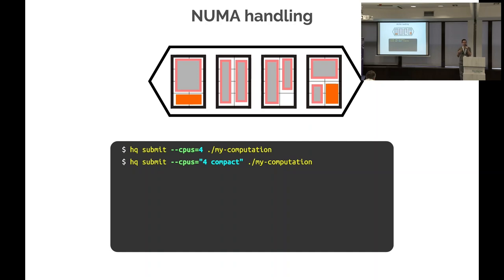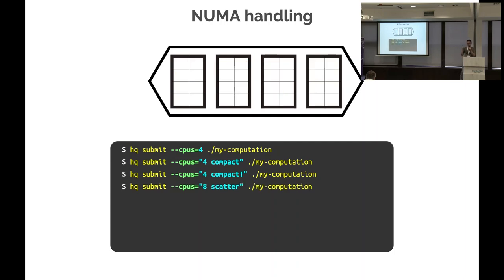This tries to allocate the resources compactly in the same group. But if it's not possible, it will just allocate them wherever it can. If you use the strict compact mode with this exclamation mark, it will always allocate the resources only in the same NUMA region. Or you can use the scatter flag, and in the opposite direction, it will try to scatter the resources amongst different NUMA nodes. And this doesn't work only for NUMA, but also for any resource. So you can put any of your custom resources into groups, and then use these modes to allocate stuff within the same group.